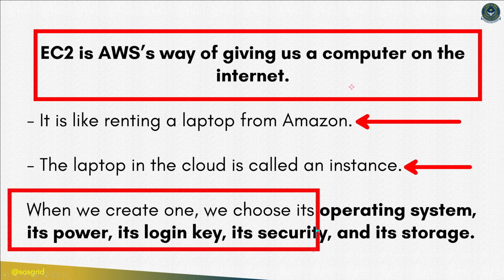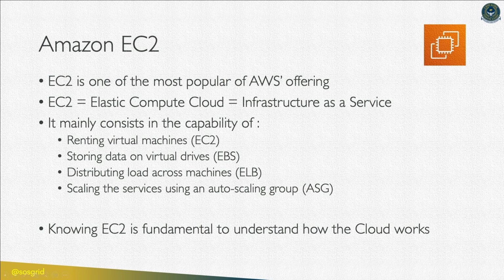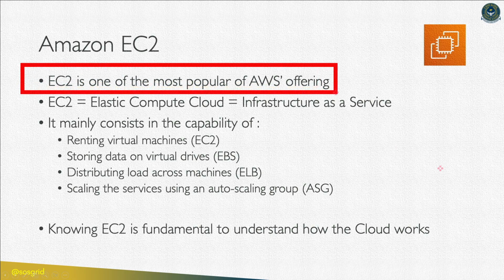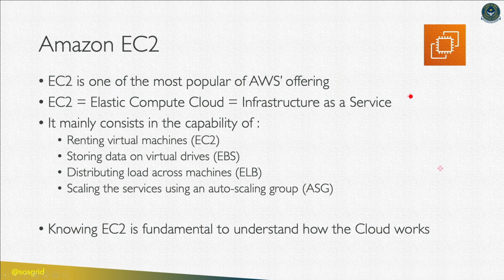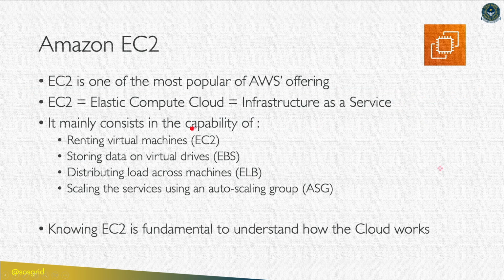Okay, good. So when we create one, we just simply choose the operating system, its power, login, security, and the storage. Now to finalize this properly, EC2 is one of AWS's most popular services. And of course we now know what it means, Elastic Compute Cloud. EC2 is an example of infrastructure as a service. Remember, infrastructure is just simply renting, and then you have more control over whatever you rent in AWS.